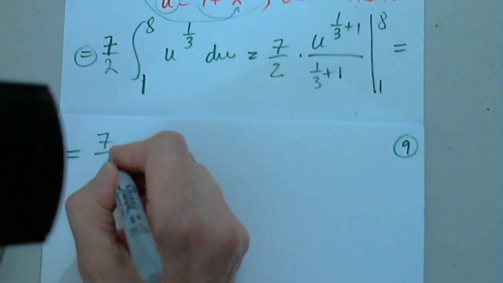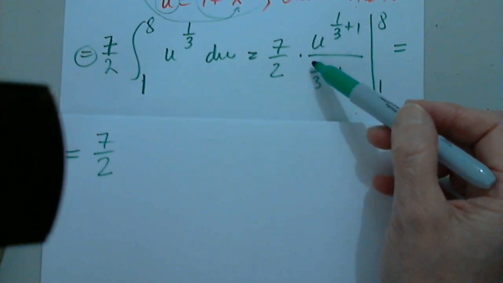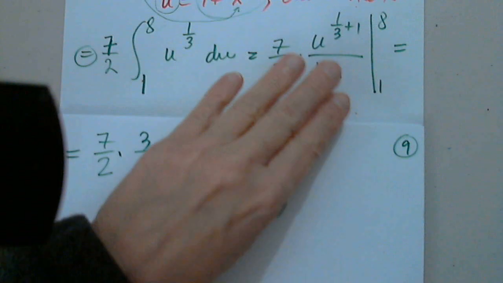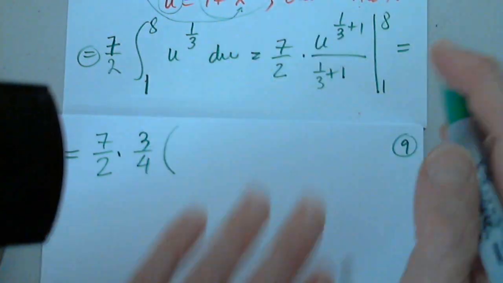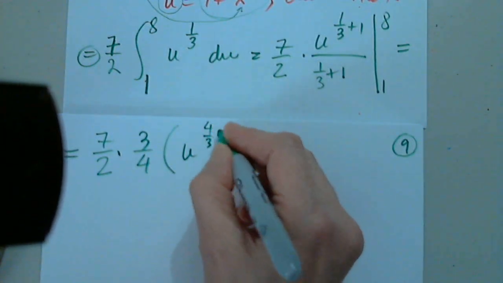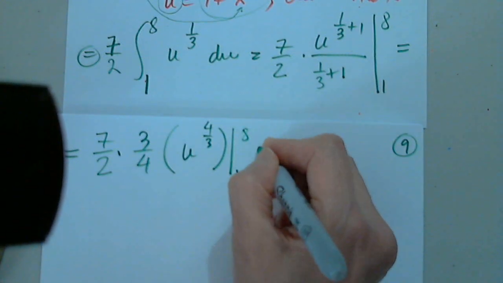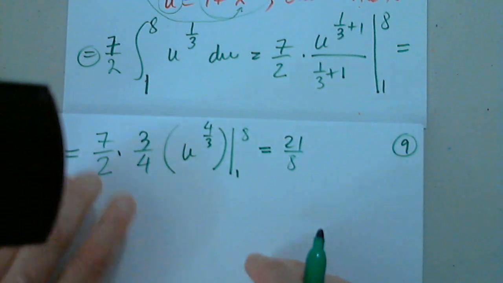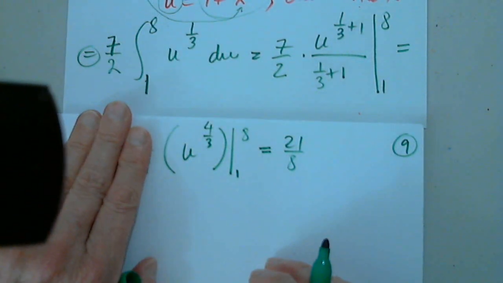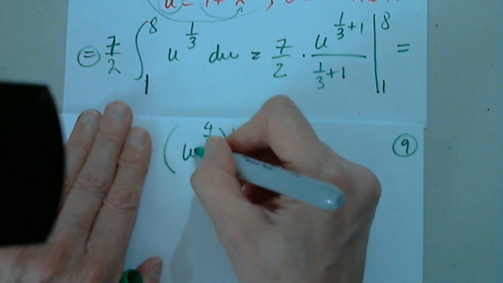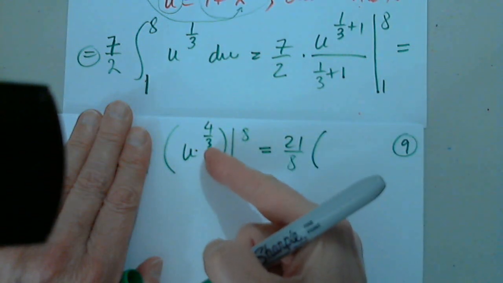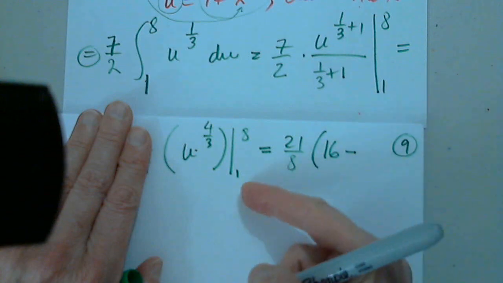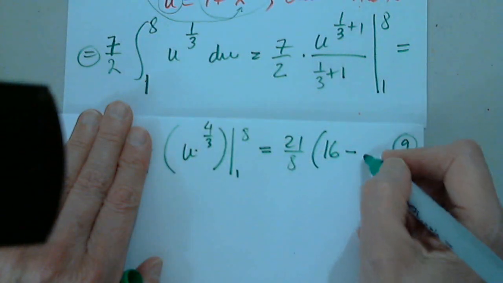Seven halves outside. Remember, 1/3 plus 1 is 4/3, so it's 3 over 4. Leave all the constants outside. And this is u to 4/3 from 1 to 8. I multiply here and get 21 over 8. It can wait patiently. I plug in 8. The cube root of 8 will be 2. 2 to the 4th is 16. Minus the cube root of 1, which is 1. 1 to the 4th is 1.